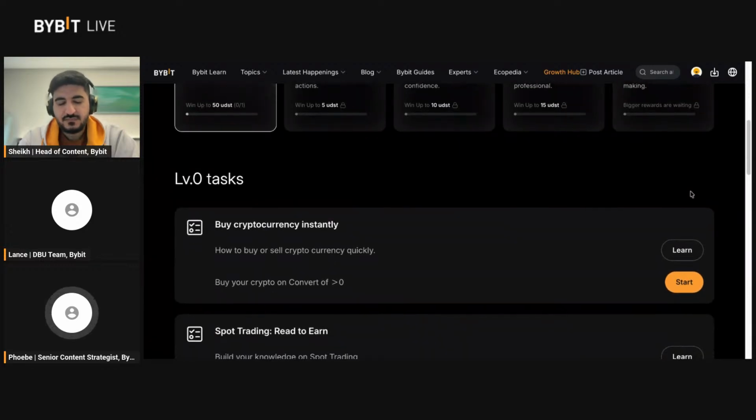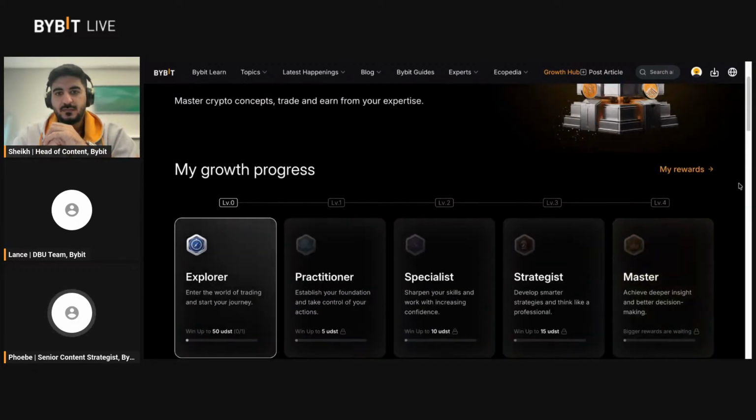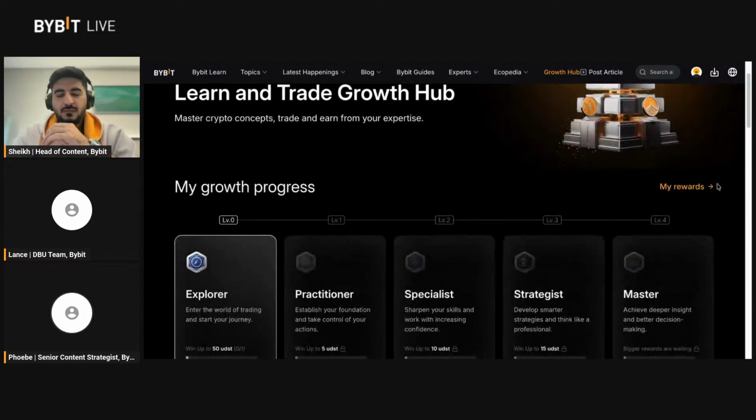So we built this because we saw a real problem for users on trading platforms. After they sign up, some users don't know what to do next, and they just drop off. So there was no bridge between learning and actual trading. That is why Growth Hub is created. We want to build a bridge between learning and trading. Okay, so here I will have a brief introduction of this product.